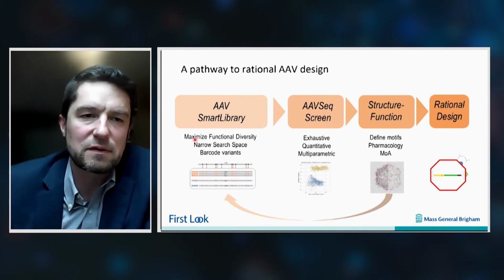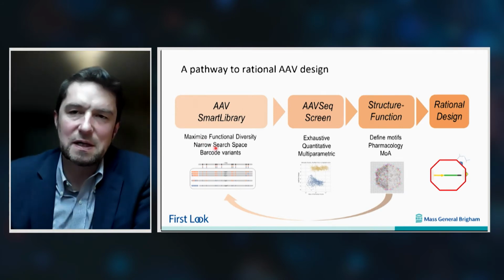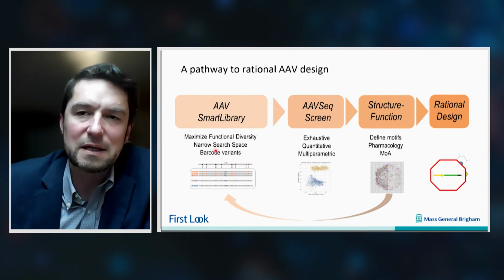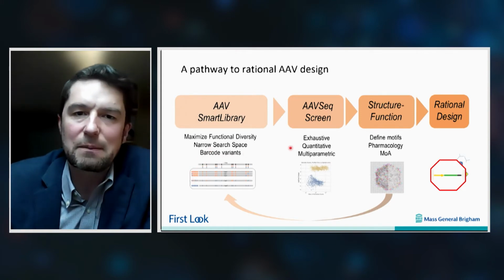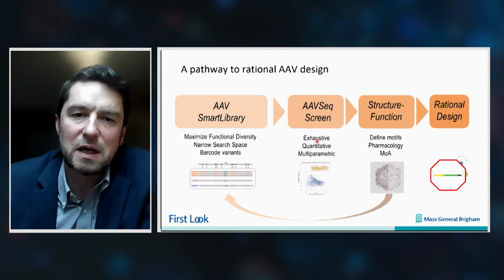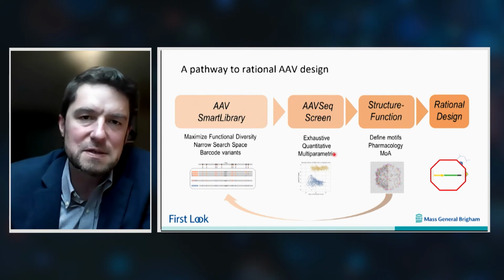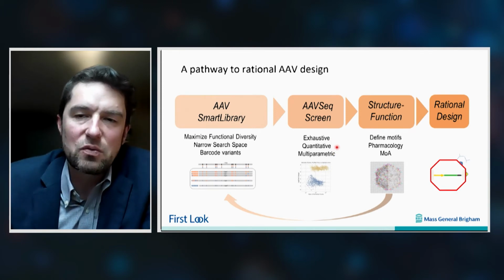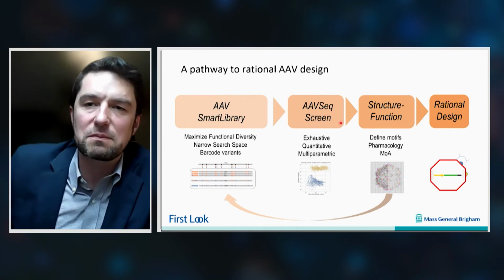And I'll give you one example of that in one of the following slides. That helps us narrow down the search space and gives us much more likelihood of actually finding that needle in a haystack. To help us even more, we attached a barcode to it, illustrated here. That barcode now enables a screening modality that's exhaustive, quantitative, and multiparametric. What that means is really with next-gen sequencing, we can get incredibly rich data sets out of this in a methodology we call AAV-seq.